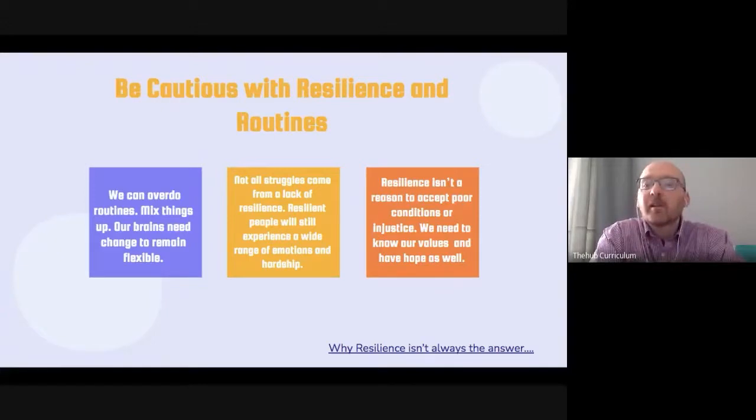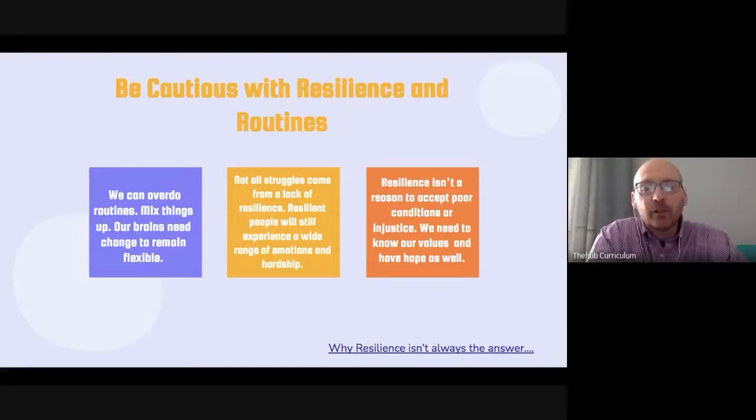One last thing. One thing to be cautious with on routines and resilience. We can overdo routines to the point where we become rigid. And so sometimes we need to have that flexibility to keep our brains fresh and just to mix things up a little bit. So keep that in mind.